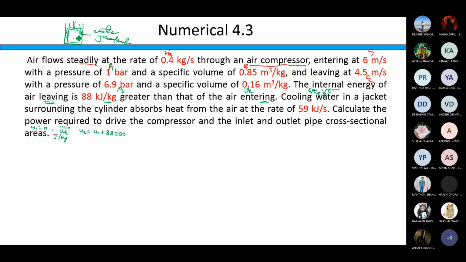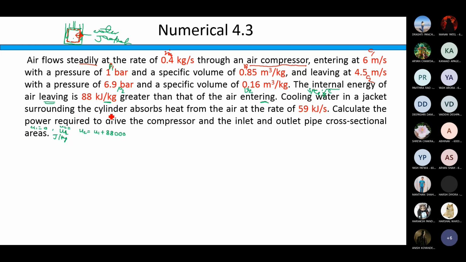Whatever heat is generated here because of compression is thrown away by the air to this water, and this cooling water in the jacket extracts the heat from the gas. Understand this? So if I say that my system is the gas, now this gas is giving away heat to this cooling water. So how will you incorporate that term? For that reason I am explaining this.